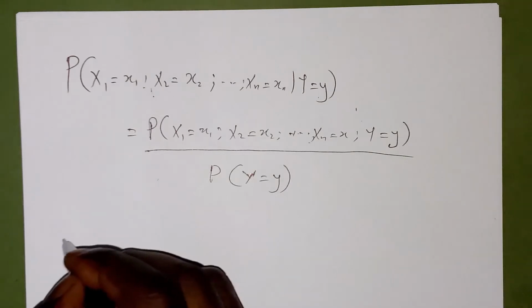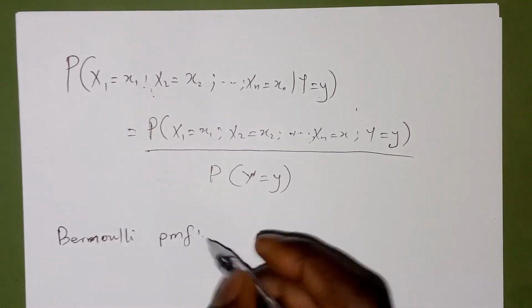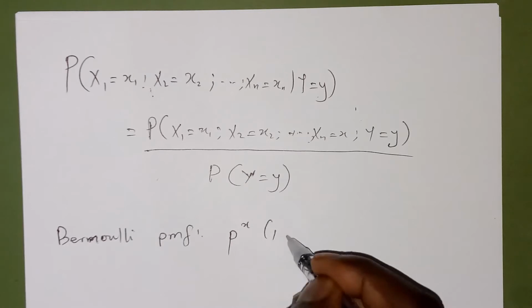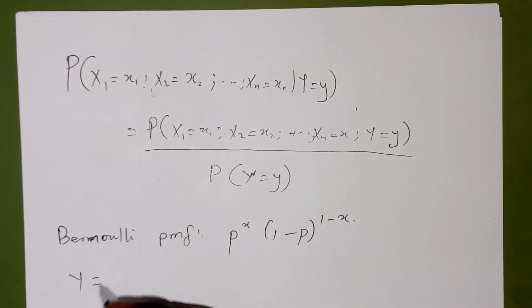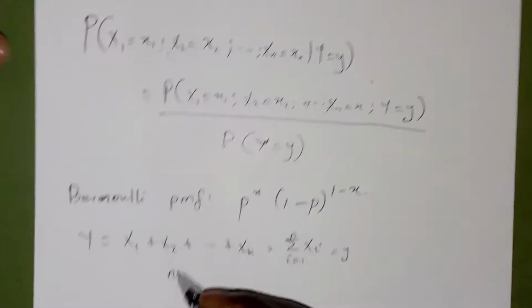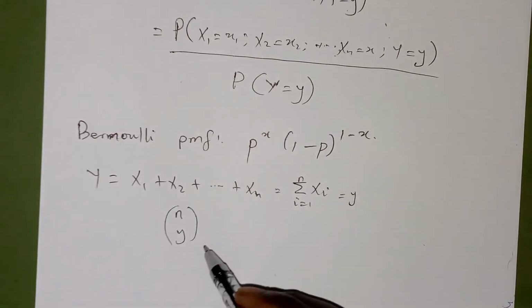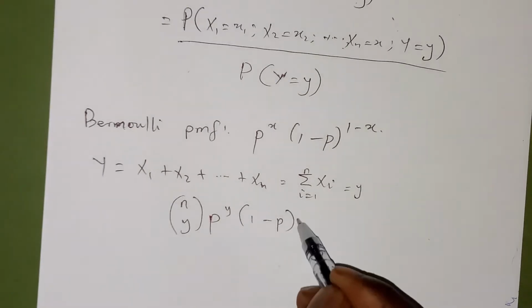But then we know that our Bernoulli PMF says p to the x multiplied by 1 minus p to the power 1 minus x. And then for the statistic y, which is equal to x1 plus x2 up to xn, in short the summation of xi from i equal to 1 to n, which we are saying is equal to y in this case, the PMF will now be n choose y, p to the power y into 1 minus p to the power n minus y.